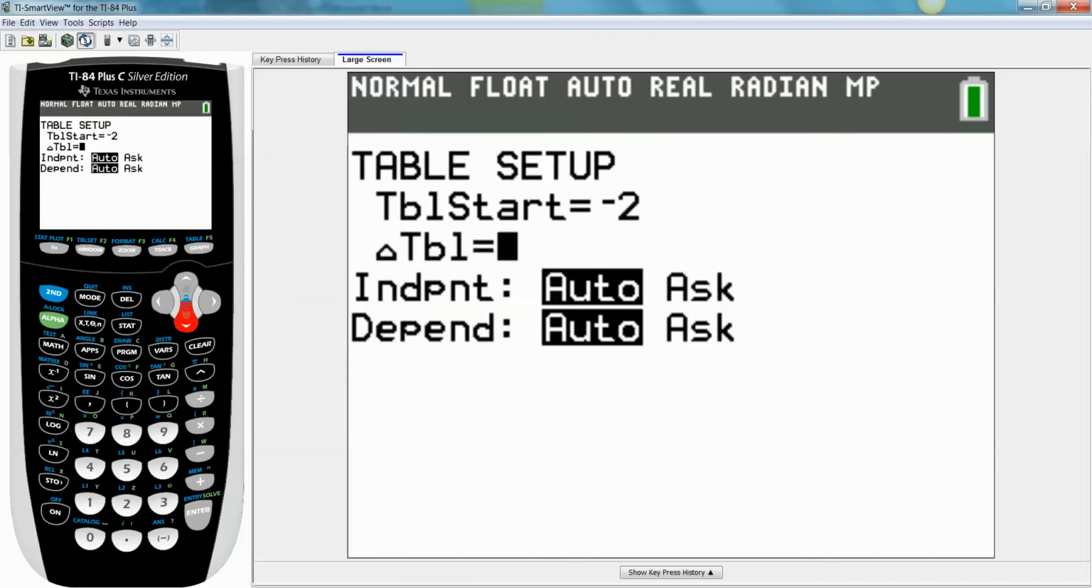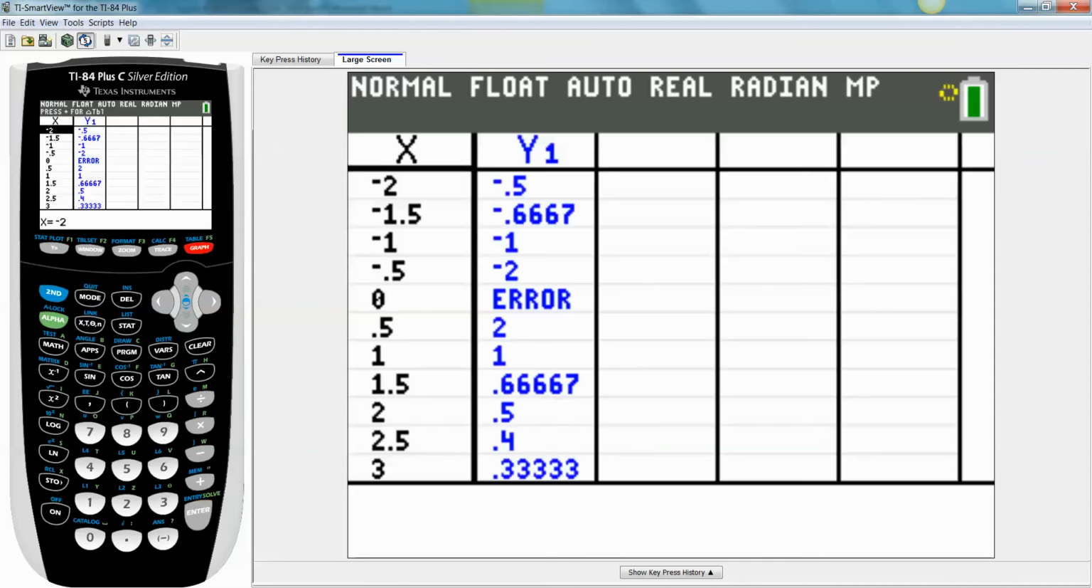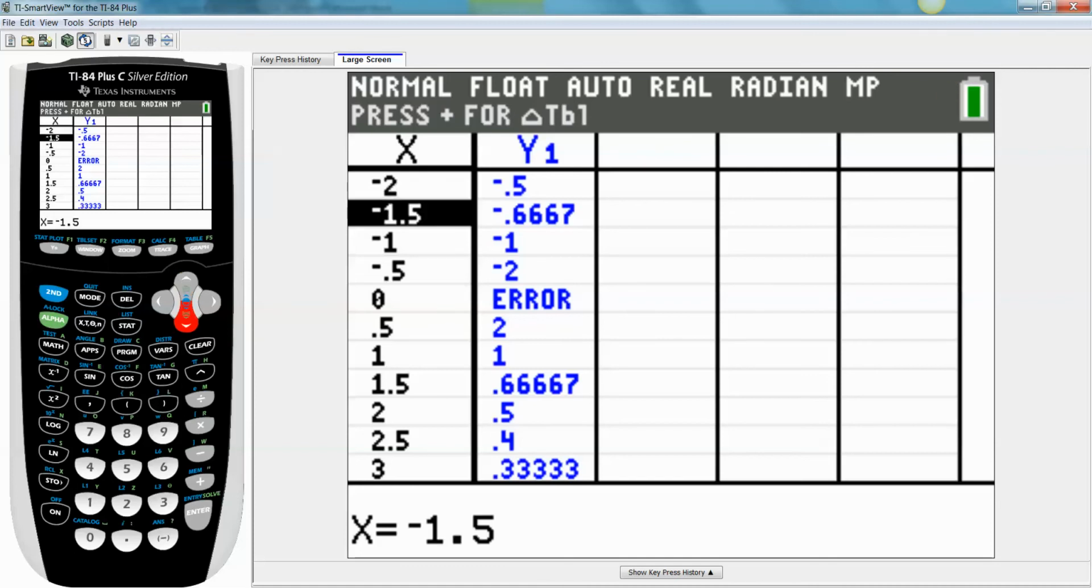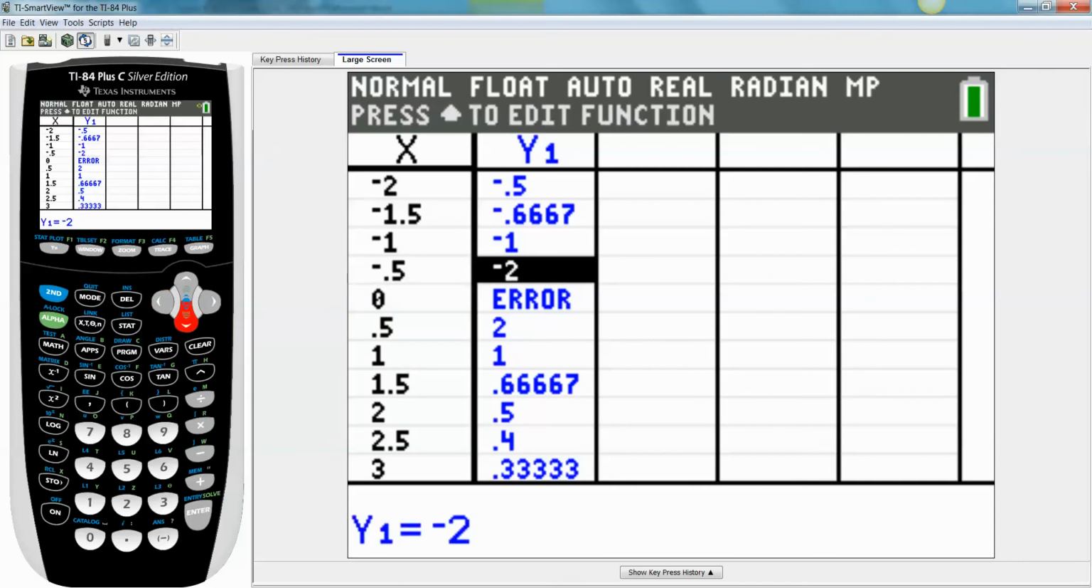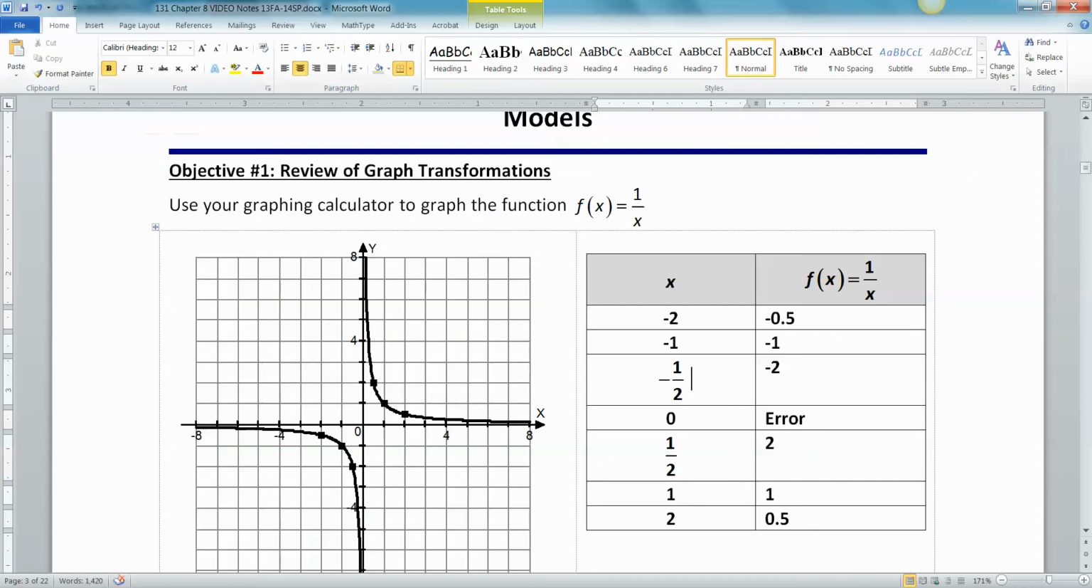And then for fun, I'm going to go to the table set. Instead of having my table go up by 1s, I'm going to try going up by 0.5, which is 1/2. I'm going to go back to the table so I can see what happens. There's negative 2 still going to negative 1/2. Negative 1 goes to negative 1. But look at negative 1/2. It goes to negative 2. And then 0.5 goes to 2, and 1 goes to 1, and 2 goes to 0.5. And that's where I got the values from for my table, right?